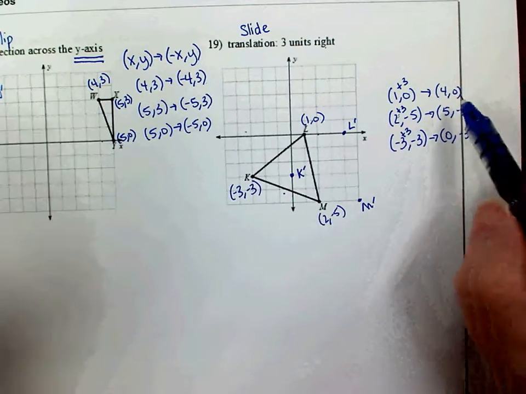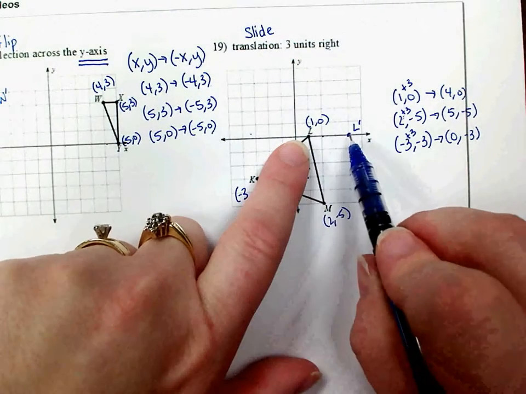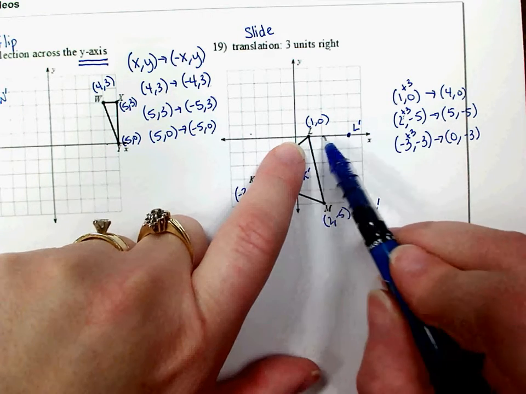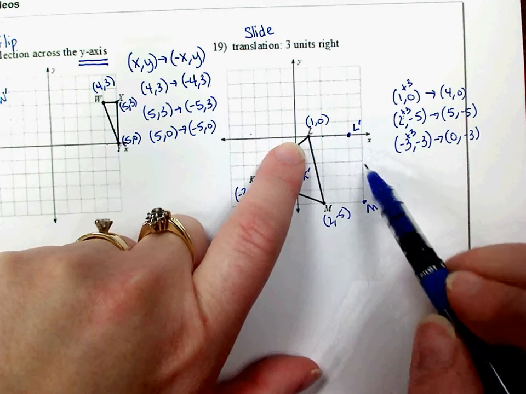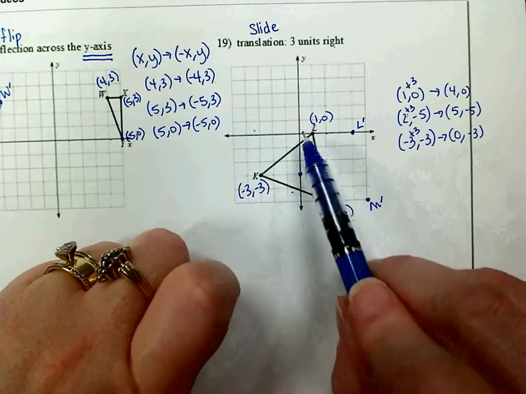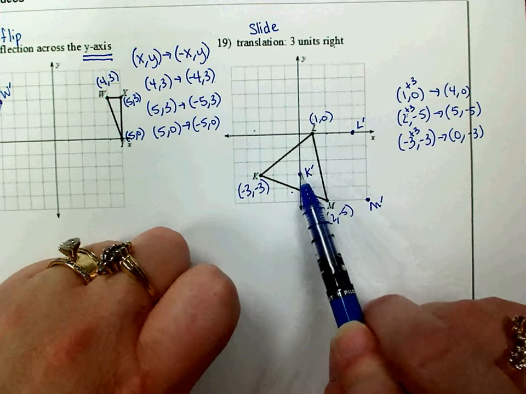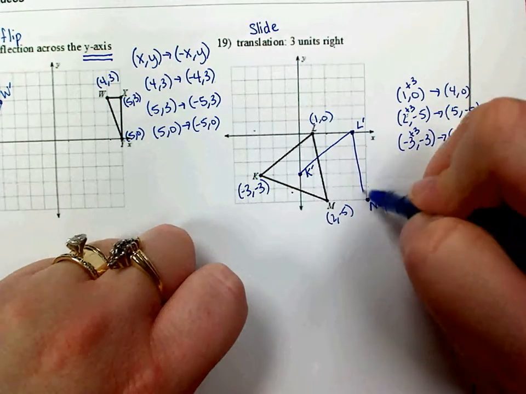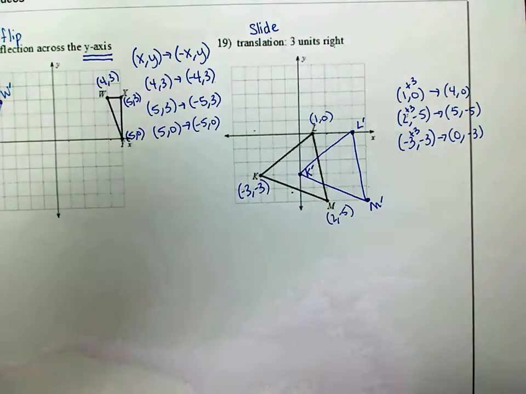So (4, 0): 1, 2, 3, 4. We have our L prime there already. (5, -5): 1, 2, 3, 4, 5 over and 5 down. There's my M prime already. And (0, -3) means just go down 3. And our K prime's already there. So this is our translated triangle after going 3 units to the right.